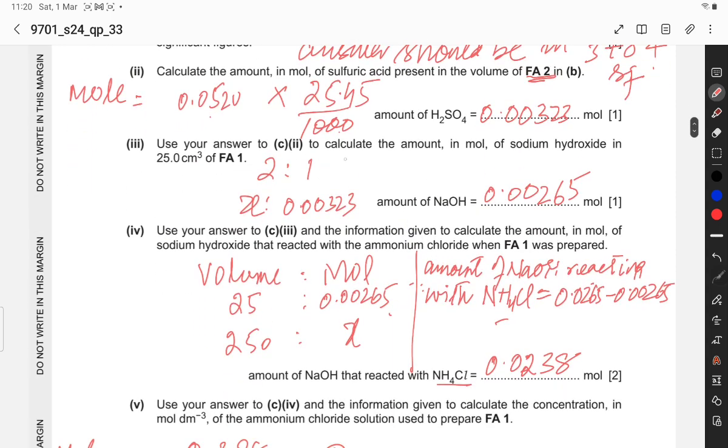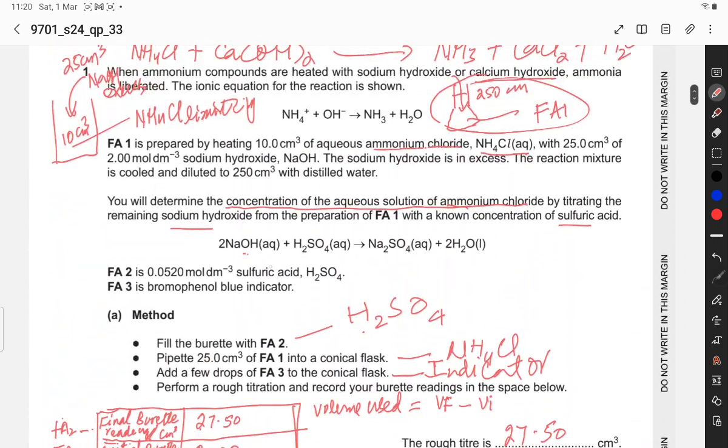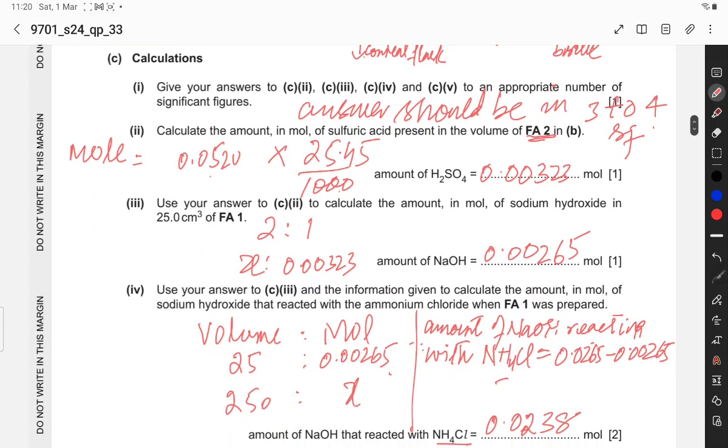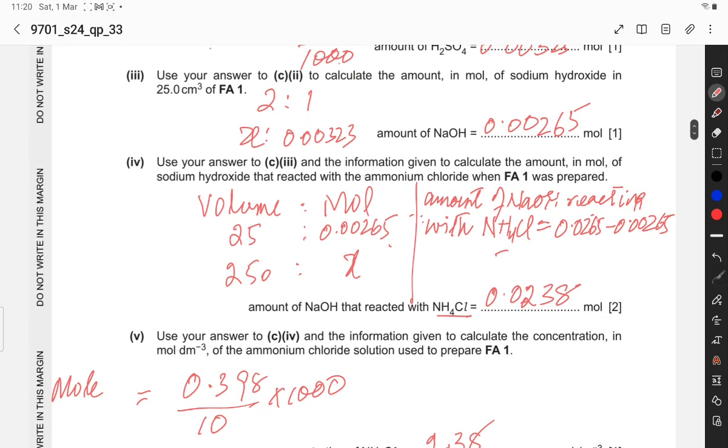Use your answer C2 to calculate the amount in mole of sodium hydroxide in 25 centimeter cube of Fa1. So we have 2:1 in the chemical equation. So by using this mole ratio, we have amount of sodium hydroxide is 0.00265 mole. Use your answer to C3 and information given to calculate the amount in mole of sodium hydroxide that reacted with ammonium chloride when Fa1 was prepared.